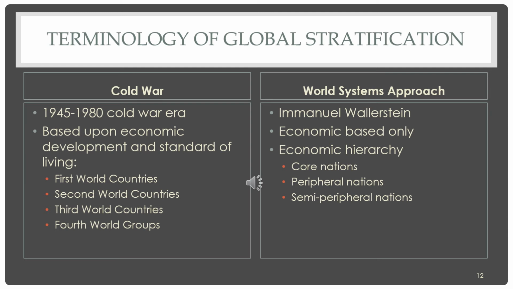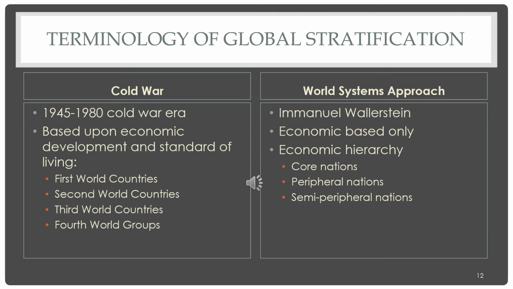Throughout history, we have used different terminology to classify the different types of nations. Now again, the most used is first world, second world, third world, and that was during the Cold War era, so 1945 to about 1980, and this was based upon economic development and standard of living. So when we did this, we looked at capitalist democracies or countries such as the United States and Japan, and they were known as first world. So first world countries, even Western Europe, were the most wealthy and had the highest level of living standards.